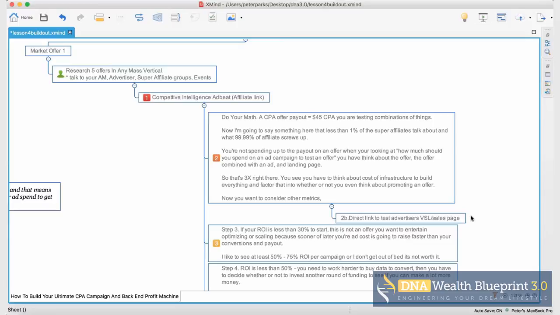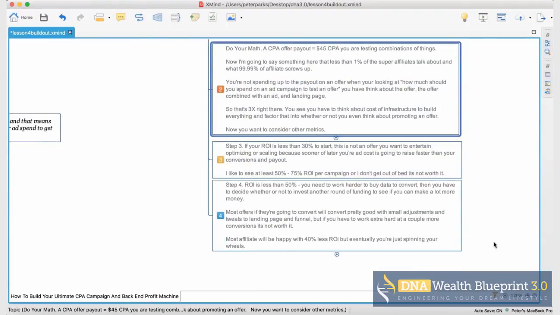So if you hear all this, you see all this competitive intelligence and you get all this feedback, then you want to test the advertiser's offer before you build anything out. You direct link. I don't care if it's going to Facebook, Bing ads, or display. You do your best to direct link because you need to get metrics, you need to build data. Okay, let's move on here.